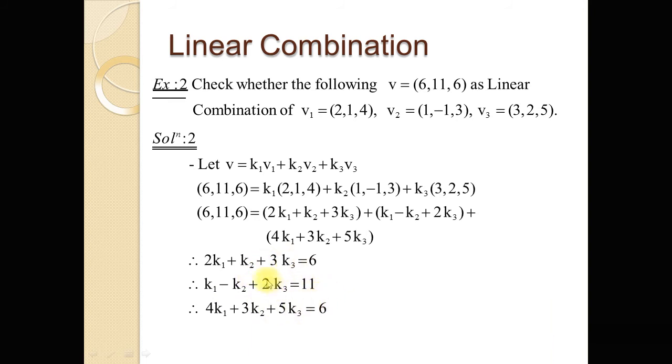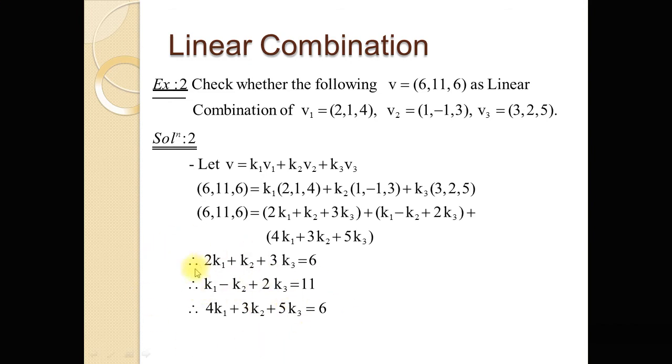Now we are going to solve this system of linear equations. In this system there are three unknowns, k1, k2 and k3. We can solve it by any of the methods we have already discussed in the previous video lectures, like Cramer's rule, Gaussian elimination, Gauss-Jordan elimination, LU decomposition and the inversion method. Here I would like to use the Gaussian elimination method.